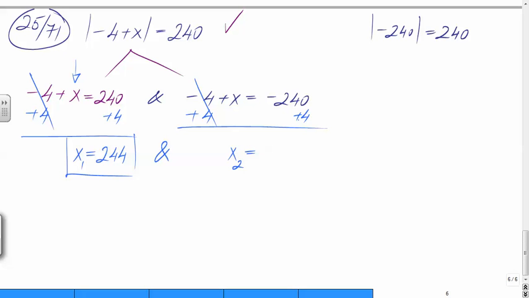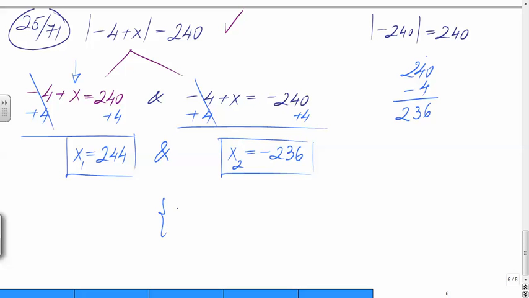I'm adding two integers with different signs. The rule said subtract the smallest one from the largest one. So basically you have 240 minus 4, which gives you what? 4 out of 10 would be 6. You borrow 1 from that, that would be a 3. 236, but keep the sign of the largest one, -236. Okay, so these will be the answers, the solutions for this problem, or you can write them as a set. Will be 244 and -236.